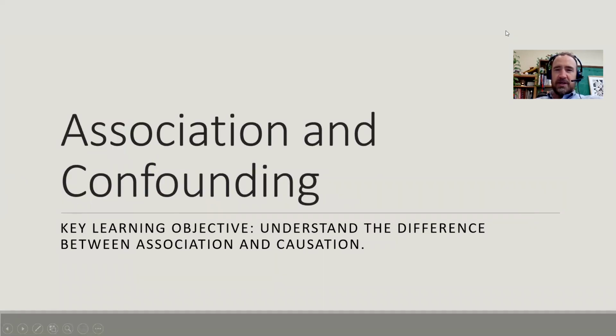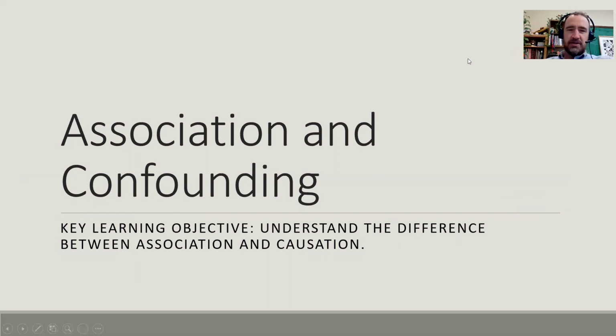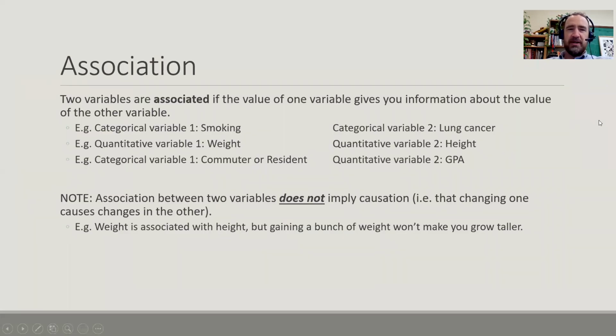Our key learning objective today and also in our next video is going to be about understanding the difference between association and causation. We're going to find out that when we have two variables that are associated, it does not necessarily mean that one is causing the other to happen. Let's take a look at what we mean by association. Two variables are associated if the value of one variable gives you information about the value of the other variable.